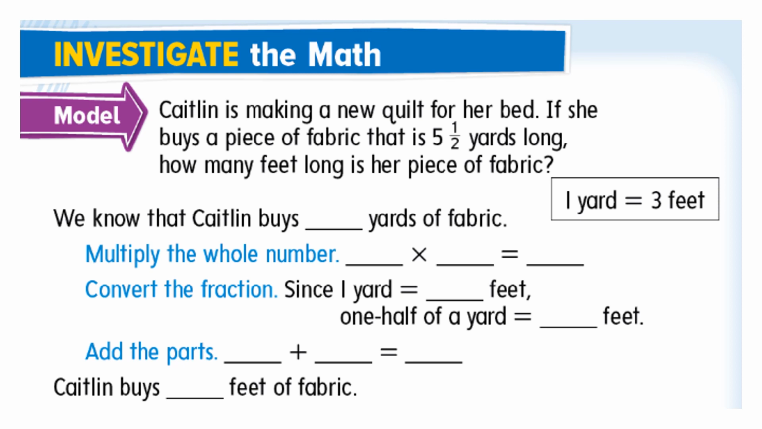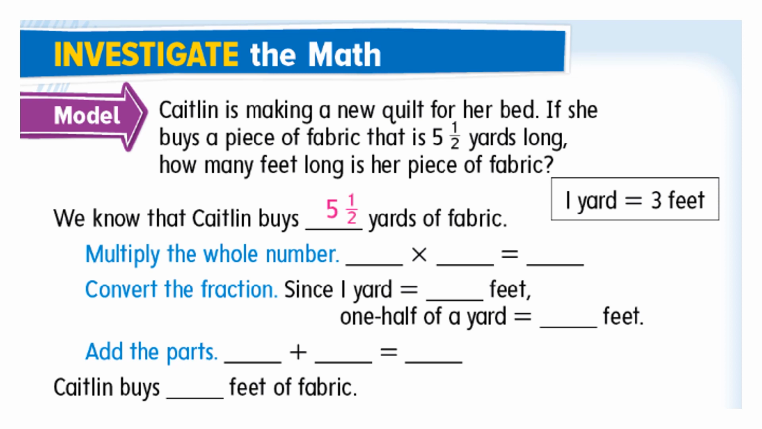So let's start with one example. Caitlin is making a new quilt for her bed. If she buys a piece of fabric that is 5.5 yards long, how many feet long is her piece of fabric? So we're going to go from yards to feet. Well, what do we know? We know that she bought 5.5 yards of fabric.